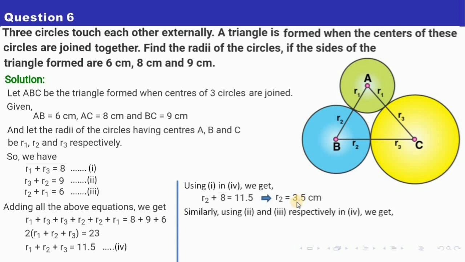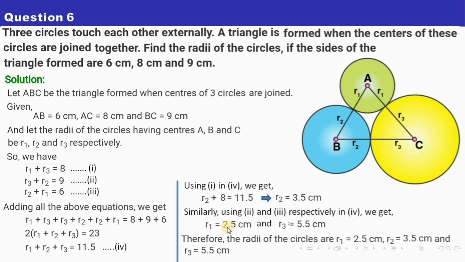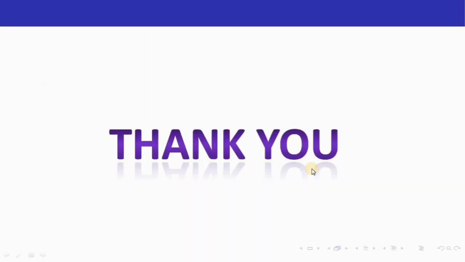Similarly, using equations 2 and 3 in the same way, whatever I have done here you have to do in the same way. If you do that, you will get R1 as 2.5 and R3 as 5.5. So we got R1, R2 and R3, that is the radii of each circle which the question is asking us to find. So the radii of the circles are 2.5, 3.5 and 5.5. Alright, you may pause the video to note this down. Thank you very much.